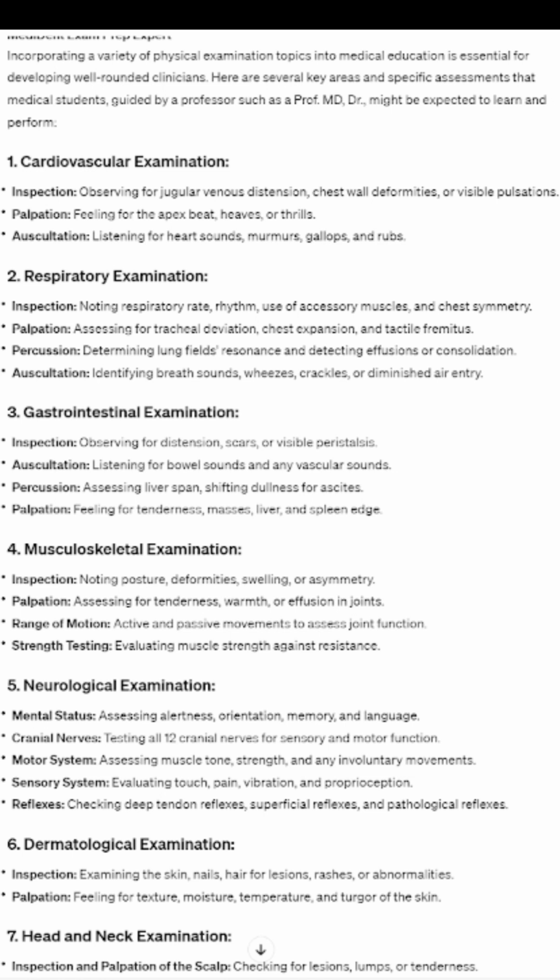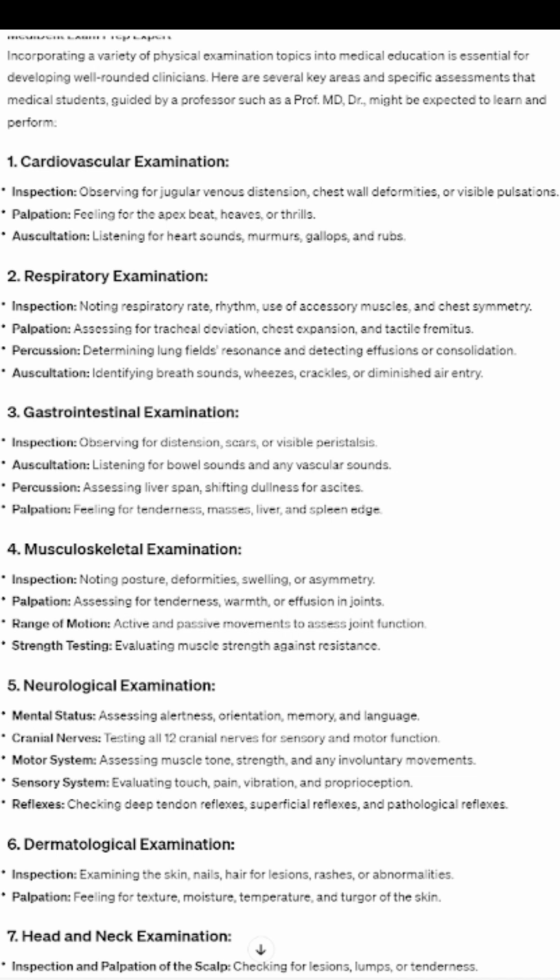2. Respiratory examination. Inspection: noting respiratory rate, rhythm, use of accessory muscles, and chest symmetry. Palpation: assessing for tracheal deviation, chest expansion, and tactile fremitus. Percussion: determining lung fields resonance and detecting effusions or consolidation. Auscultation: identifying breath sounds, wheezes, crackles, or diminished air entry.